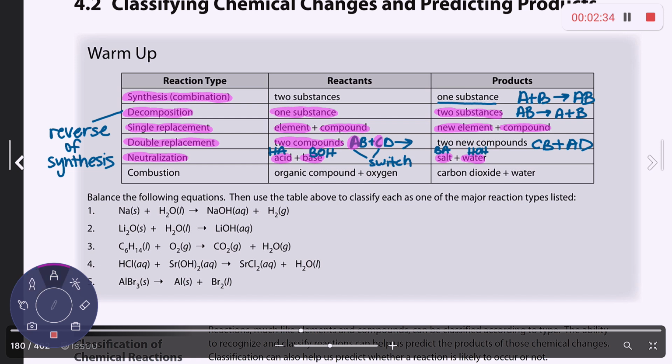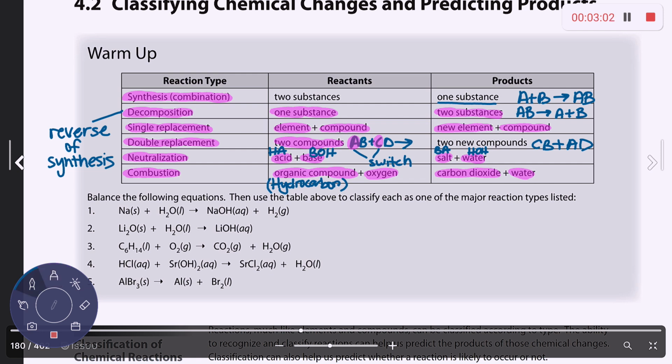Lastly, you have a combustion reaction. In a combustion reaction, you will have some sort of an organic compound. Generally speaking, the organic compound is a hydrocarbon. That means it's predominantly made of hydrogen and carbon. Methane would be a perfect example. It combines with oxygen in the air, which is O2, and then you will form carbon dioxide and water as your products every single time, okay?